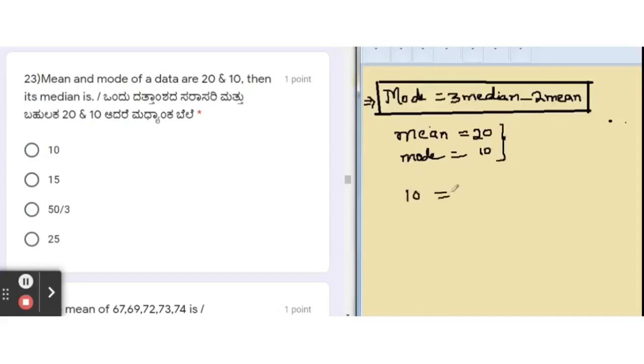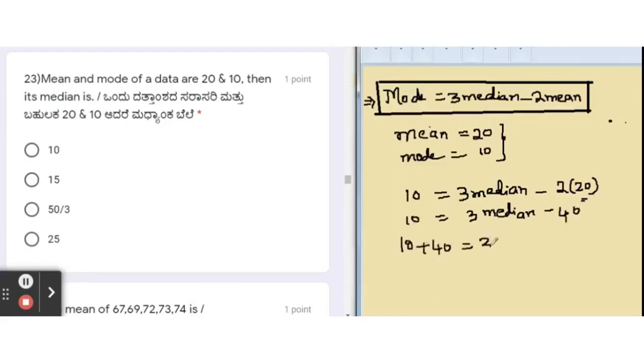So mode is 3 median minus 2 mean. So mode is equal to 10. I don't know median value. I'm replacing the median value as it is 3 median minus 2 mean. I know the value of mean, which is 20. I'm replacing mean as 20. So 10 is equal to 3 median minus 2 tens are 20. Sorry, 2 20s are 40. When minus 40 moves to the other side will become plus 40, which is nothing but 3 median. I want median. Something is there with median, which is number 3. So the relation between 3 and median is multiplication. When multiplication goes to side, that side will become division. So the value of median is 50 by 3. Correct option for this question is C.